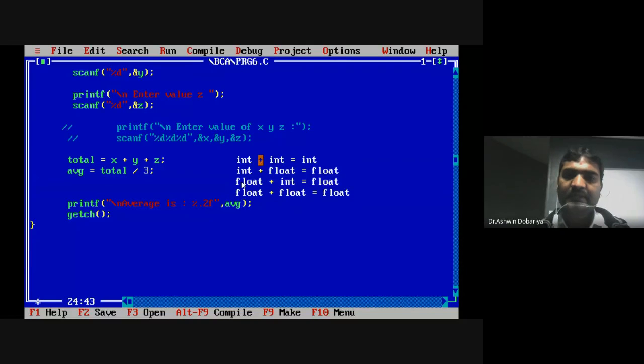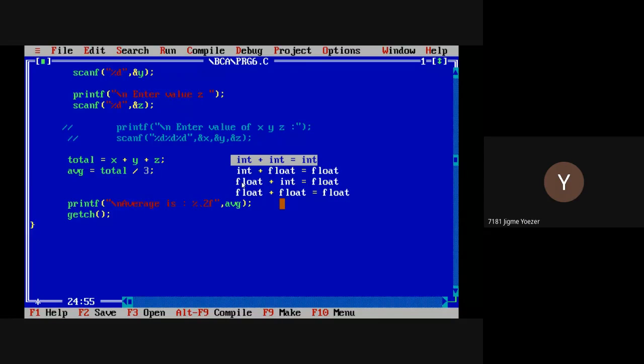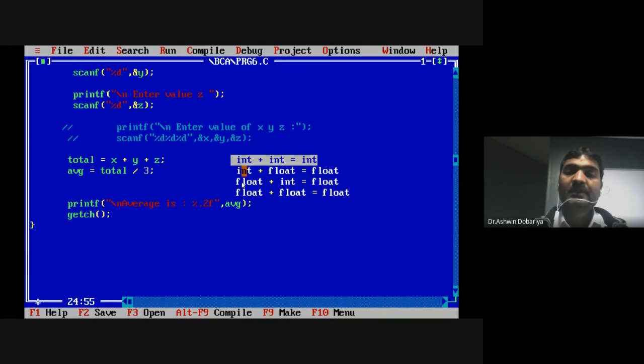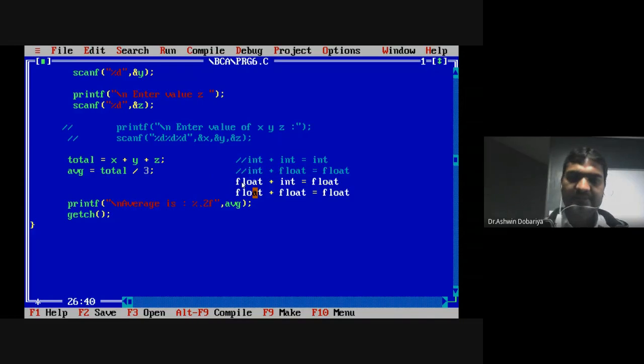Here plus doesn't mean the plus operator, it is just that if both values are integer, then the output is integer. All of you just note down these things in your notebook. Okay, if both values are integer, then the output is integer, and if one of the values is float, then the output is float. This is one common thing. Okay, let me put it in a comment.